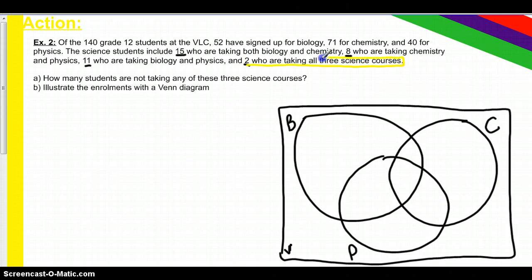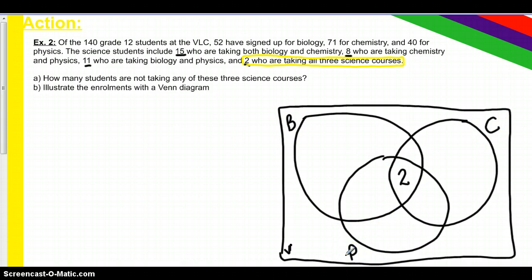explicitly tells us how many students are in that middle section of our Venn diagram, meaning the overlapping component of all 3 sets. If there are 2 students taking all 3 science courses, then we know that there are 2 students right in the middle here that are part of the biology group, the chemistry group, as well as the physics group.